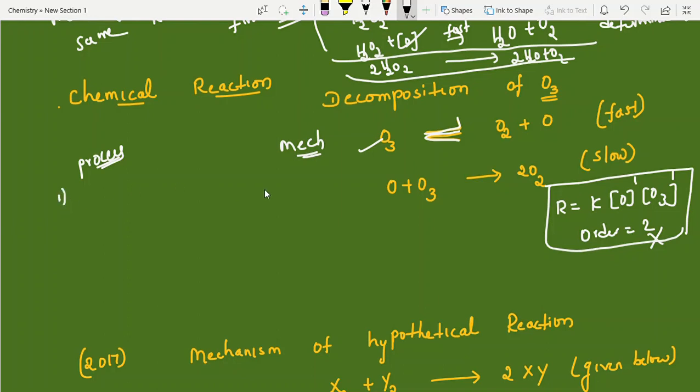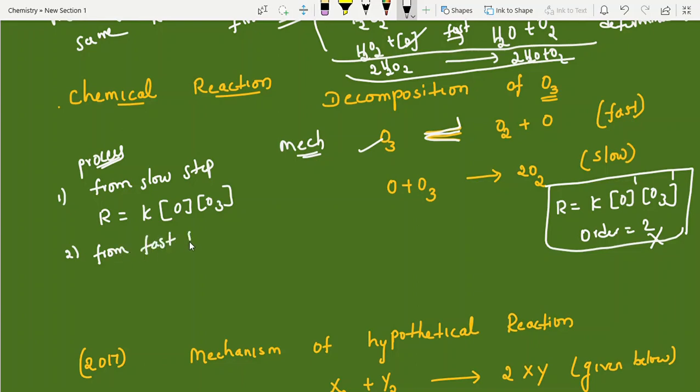Step 1. What is step 1? From the slow step, we have to write the rate law. R equal to K into [O][O3]. This is the concentration of reactants we have written. Next, step 2, from the fast step. What do we have to do? We have to write the Kc expression: concentration of products by concentration of reactants. So the concentration of products, O2 into O, by O3. Clear? So this is Kc.